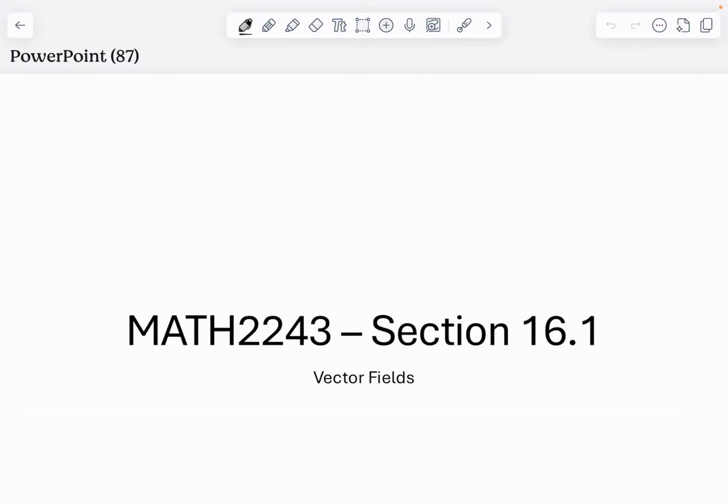Hello class. This is section 16.1 on vector fields.